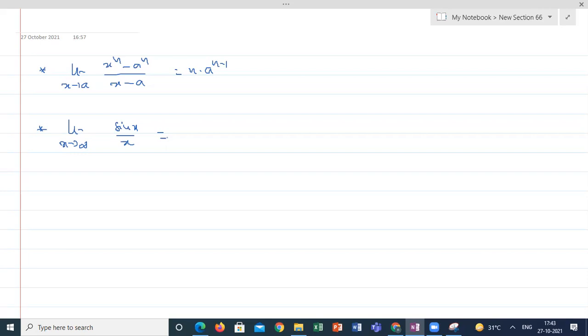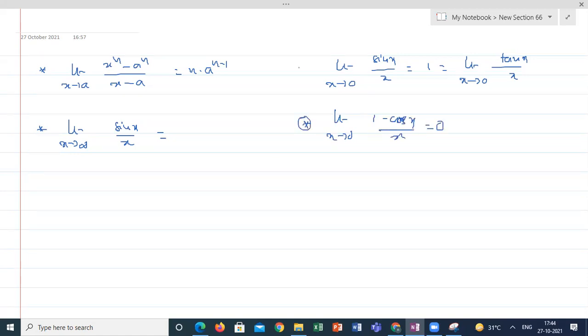After this, we discussed limit x tends to 0, sin x by x is equal to 1, which is equal to limit x tends to 0, tan x by x. And in the case of cos, limit x tends to 0, 1 minus cos x by x is equal to 0. This is one more result. You have to keep it in mind. Based on this also, we covered some numericals.